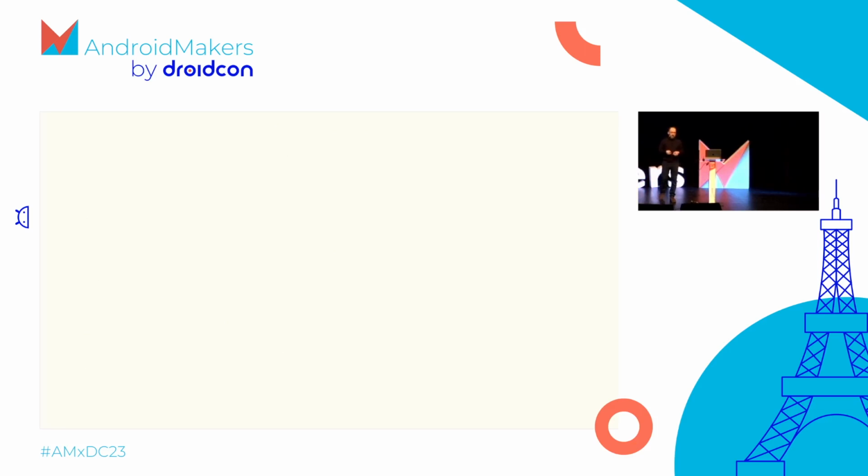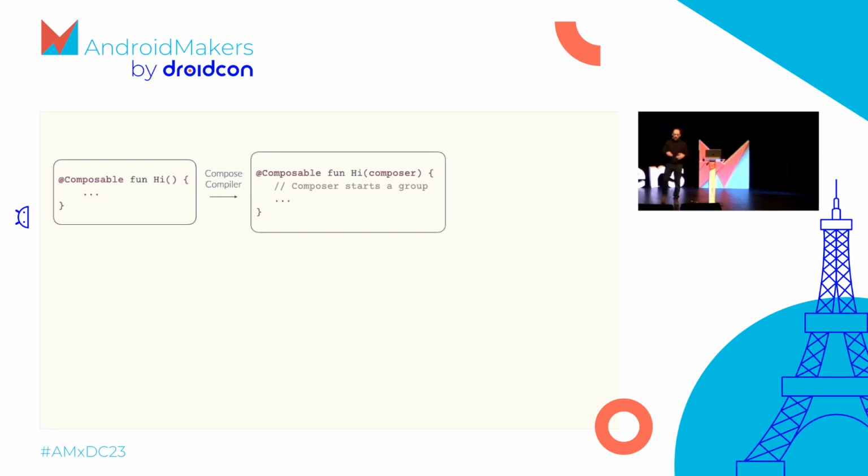Well, that might be a lot of words right now. I think it's better to try to visualize these things. Let's say we have a composable function called hi. When the compilation happens, the Compose compiler comes into play and does its magic, like injecting the composer, starting the groups, etc. After the compilation process, you have everything ready inside your composable. Let's say you run your application and your composable has been called at runtime for the first time. Then it interacts with something called the slot table.